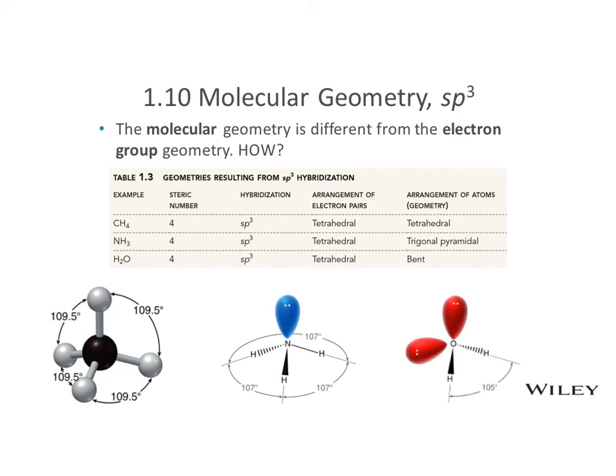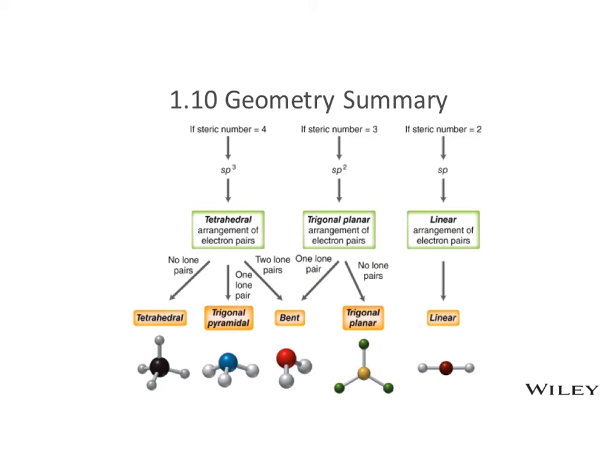So to summarize the different geometries that can be produced, let's take a look at this chart. So we already went through the details for sp3. So you've got 4 occupied areas, in other words, a steric number of 4. So sp3, you're going to have a tetrahedral arrangement of the electrons. And then depending upon the number of lone pairs, you're either going to have none to get a tetrahedral geometry, 1 to get a trigonal pyramid, or 2 to get bent.